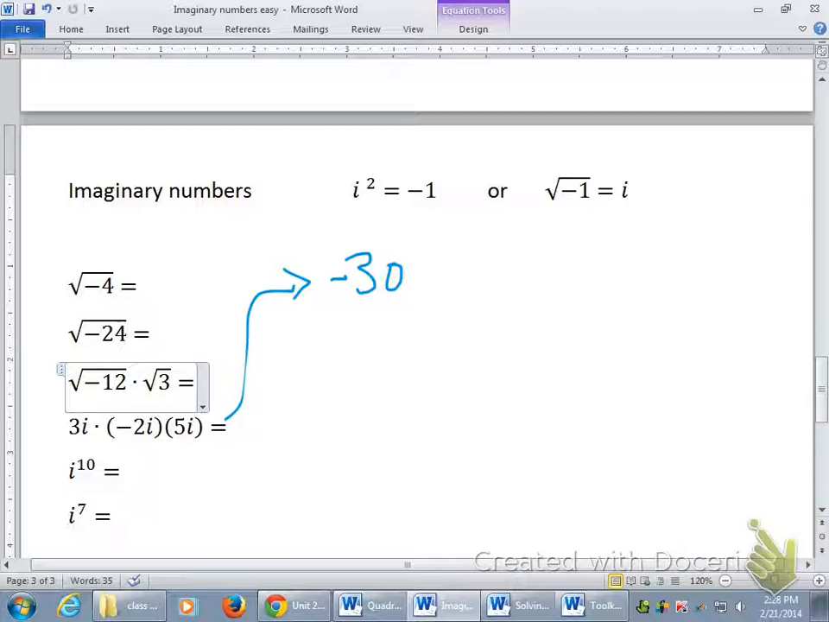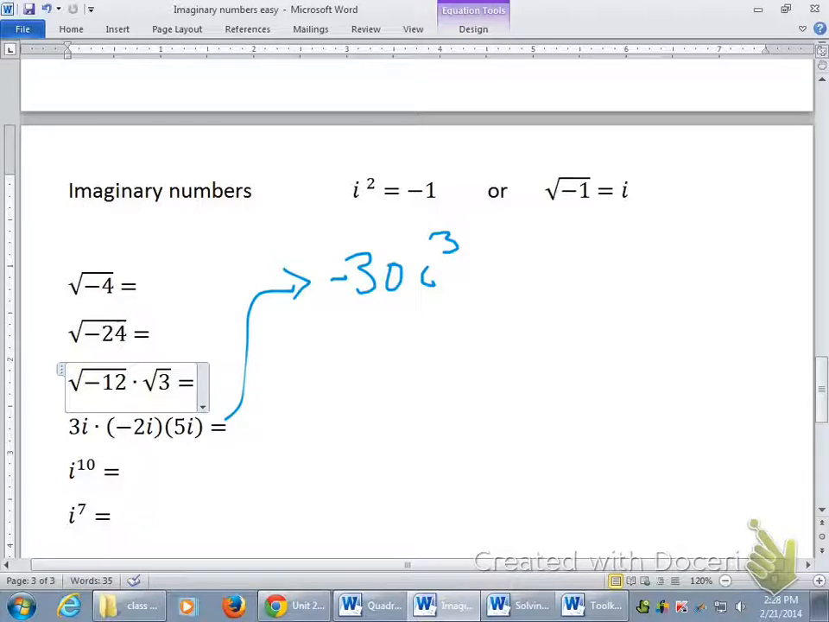What does your gut tell you? i times i times i is? i to the third power, right? You would never write it like that. You would write it i to the third power. Okay?